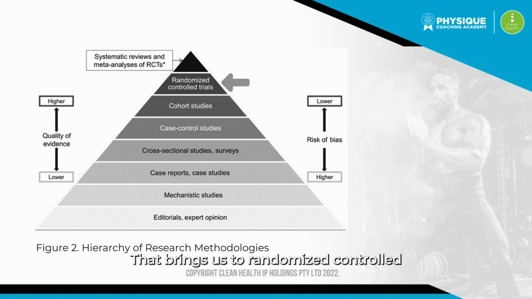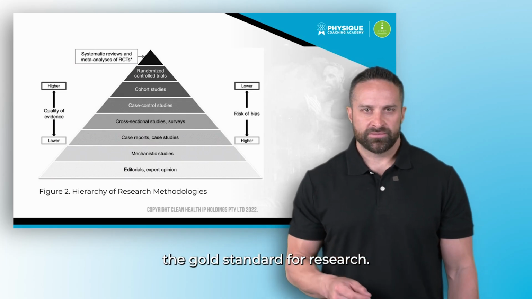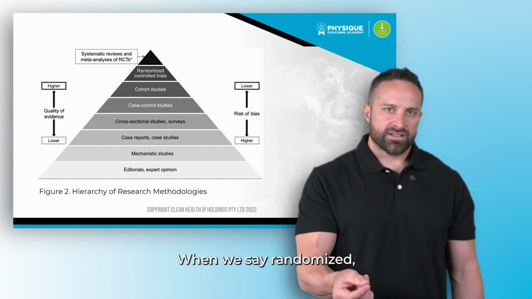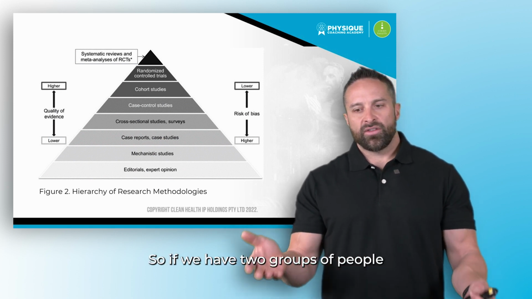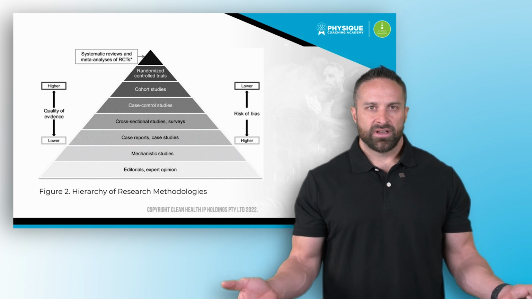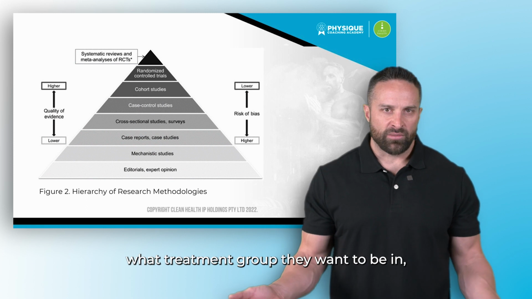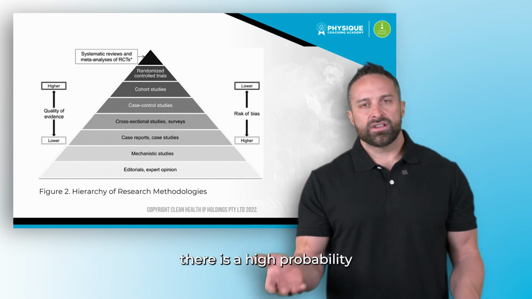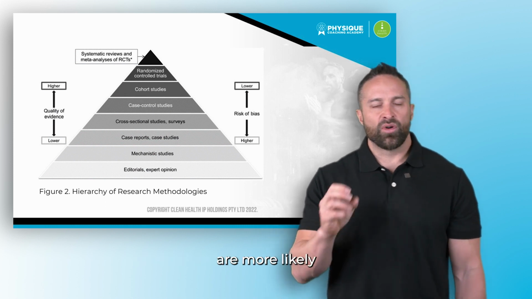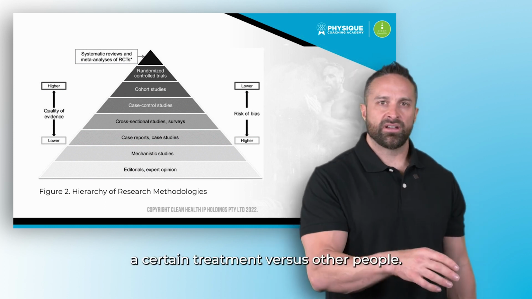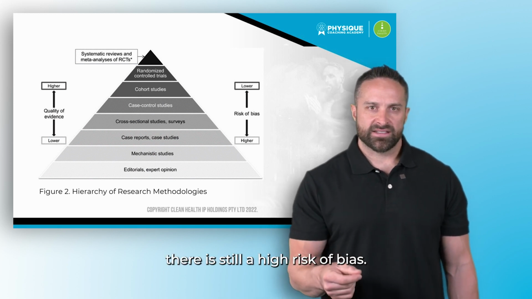That brings us to randomized control trials, which are considered the gold standard for research. When we say randomized, what does that mean and why are we randomizing? So if we have two groups of people and we let them, for example, self-select what treatment group they want to be in, there is a high probability that people with certain characteristics are more likely to select a certain treatment versus other people. This means there is still a high risk of bias.